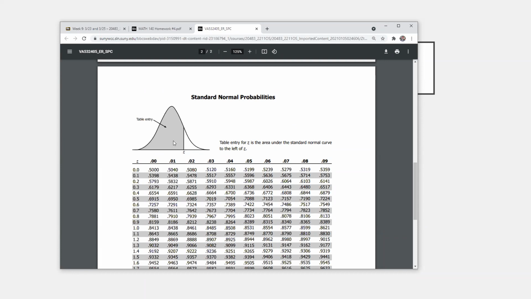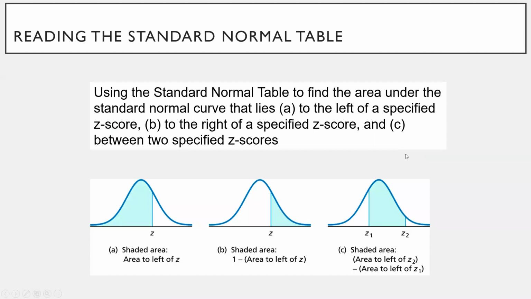And I'm not even going to talk about how you read the table right now. I'm just going to jump right into an example of reading the table and use those examples to show you how you read the table. This is really important. The table only gives the area to the left of a specific Z-score.